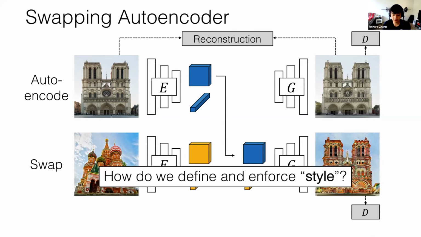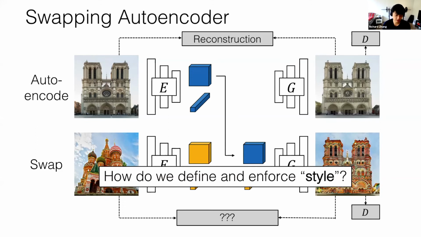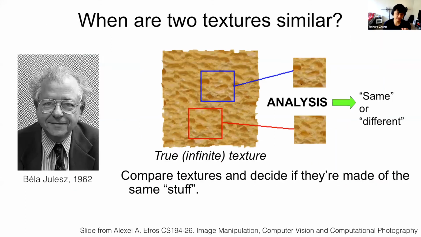Now, how in the world do we actually define and enforce style? Okay, so we're going to explore that next. And really, we're very inspired by classic work in texture analysis by Julesz. Back in the 60s, Julesz was trying to think, what are the sufficient statistics that describe whether two patches belong to the same texture or not? And this is actually a very difficult question to find these statistics.